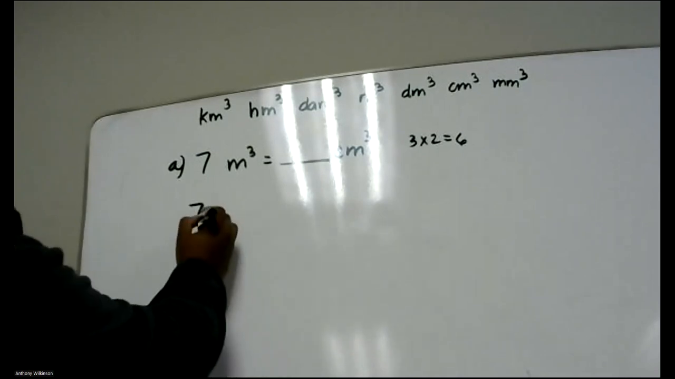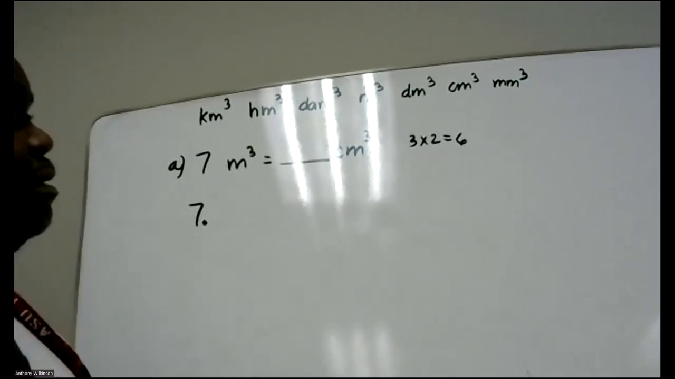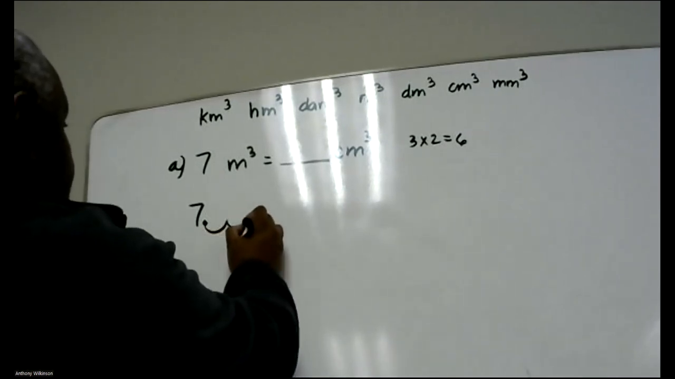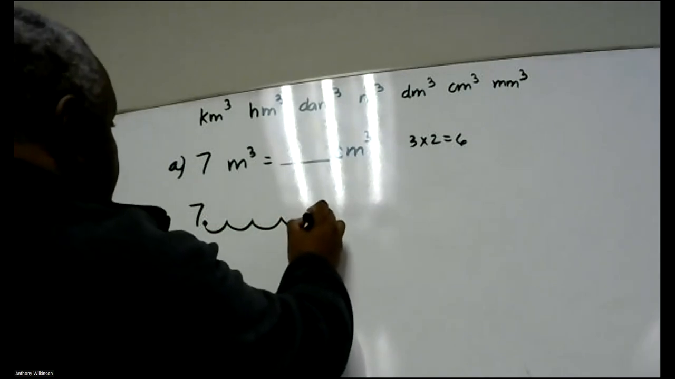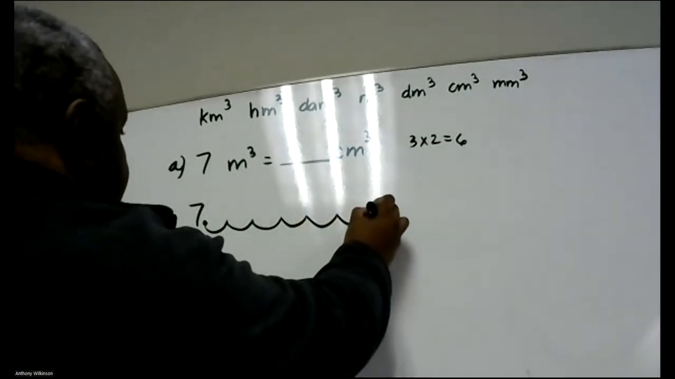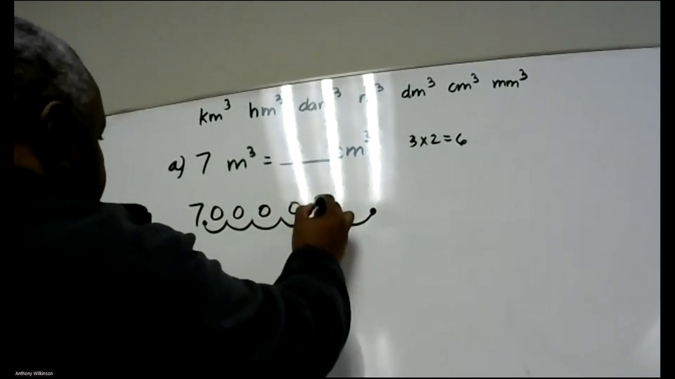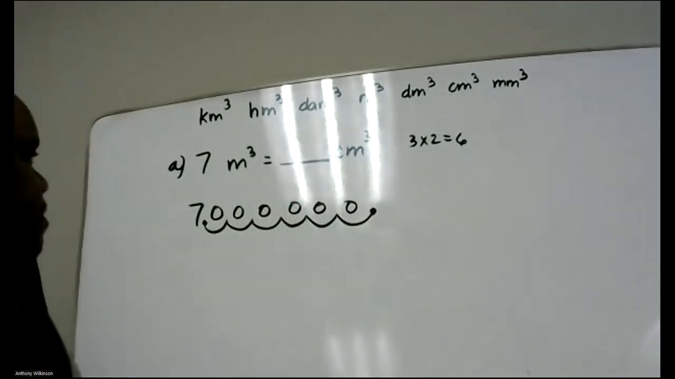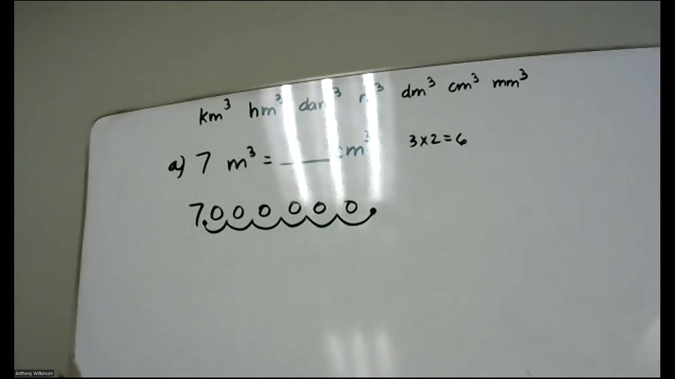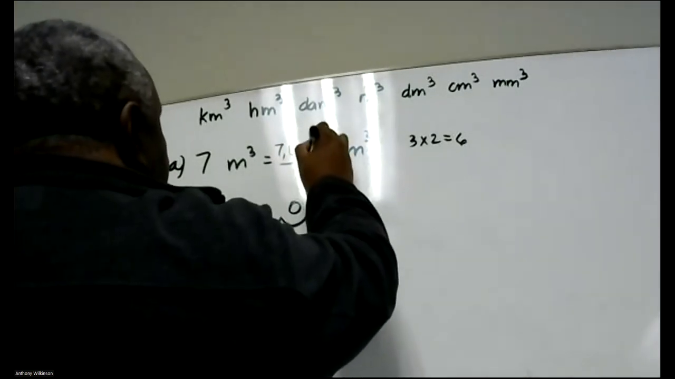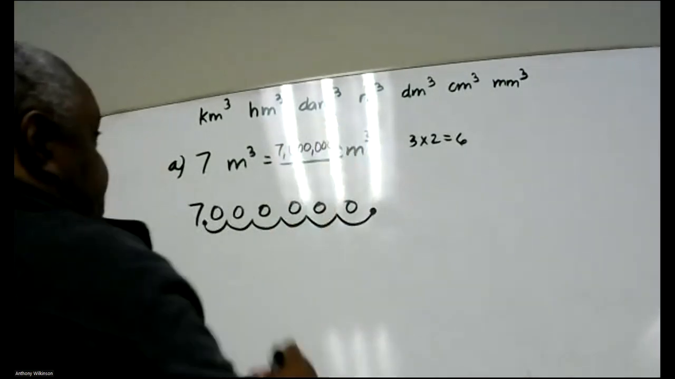So in the number 7, we need to move this decimal point six places to the right. Here the 7 has a decimal point at the end. So we move this decimal point 1, 2, 3, 4, 5, 6. That means I need to put six zeros here. So 7 cubic meters would be 7 million cubic centimeters.